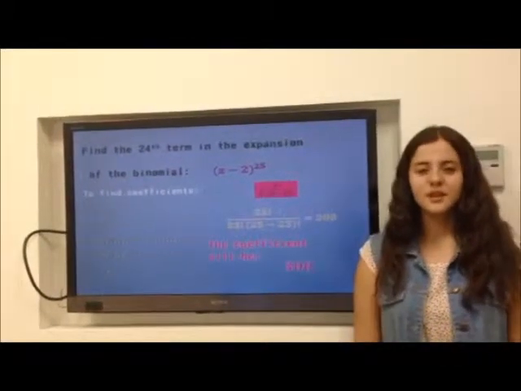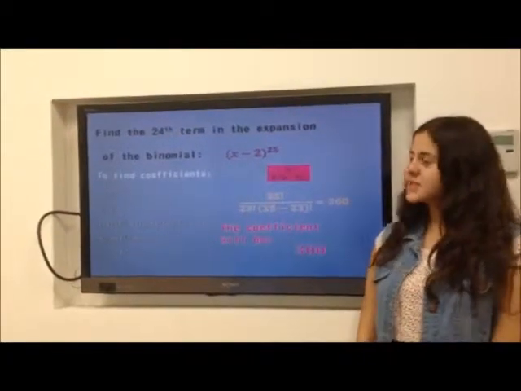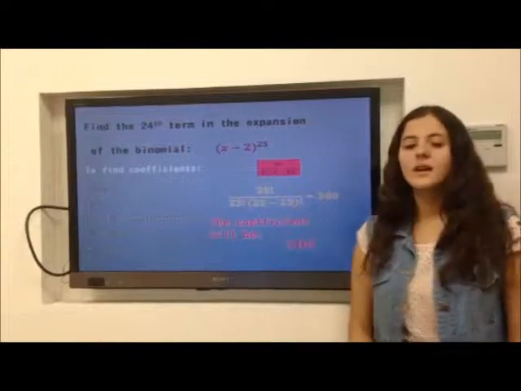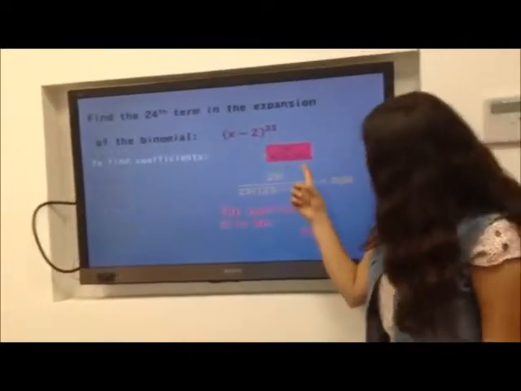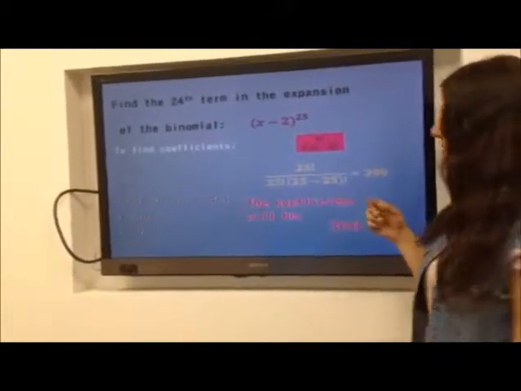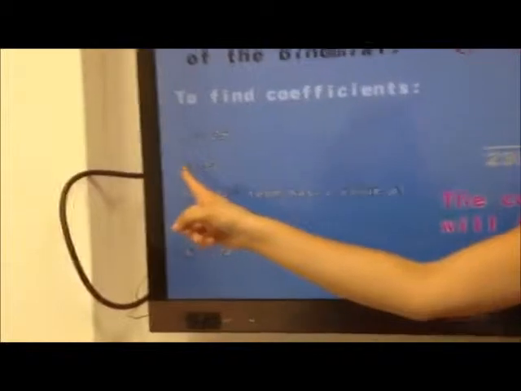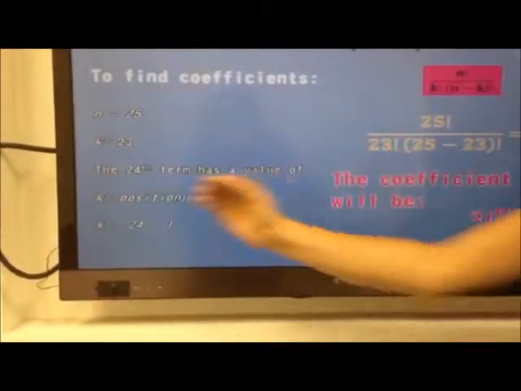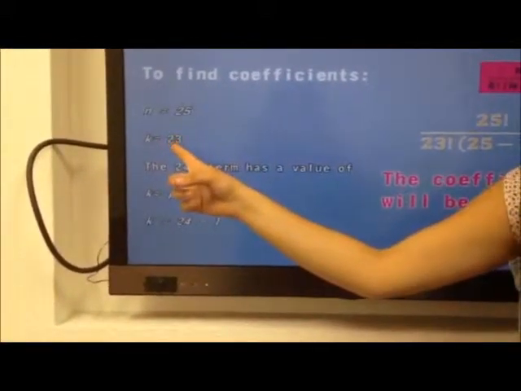Now the 24th term in the expansion of this binomial, that is x minus 2, all of these elevated to 25. So first we're going to find the coefficients. And we're going to use the same formula we used in the last exercises, considering that n is going to be 25 and that k is going to be 23, because remember, it's the 24th term, that's the position, minus 1. So it's going to be 23.